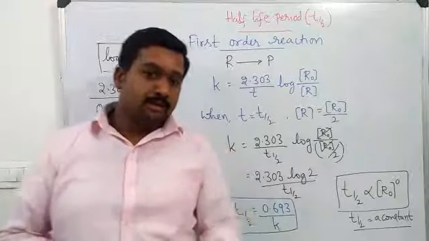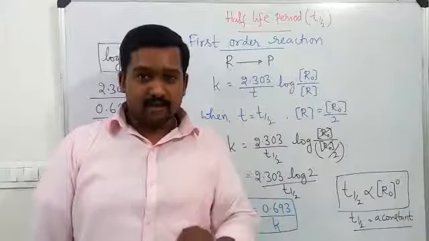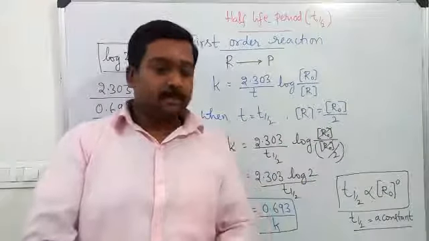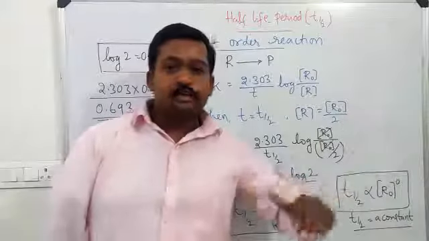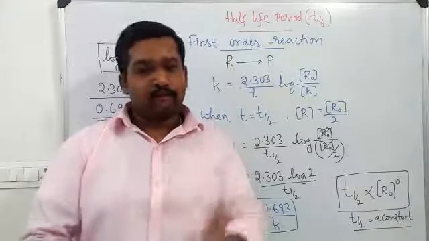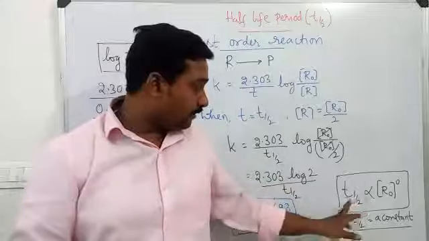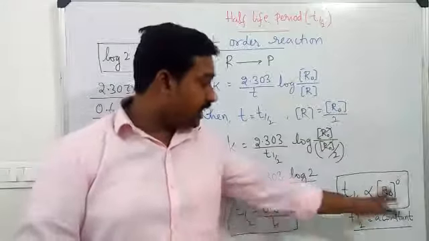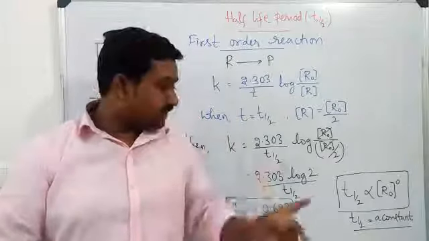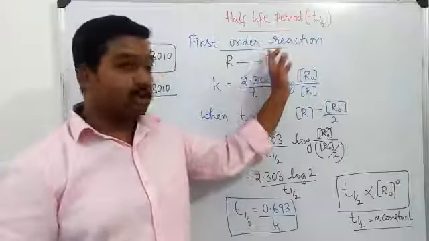To give you an example, if I say 10 mole per liter is the initial concentration of reactant and the half-life was 10 minutes, you change the condition. Initial concentration is reduced to 5 mole per liter and you start the reaction. Even now, the half-life of the reaction remains 10 minutes. It will not vary. So half-life will not vary with the concentration of reactant. Concentration and half-life are independent of each other for a first order reaction.